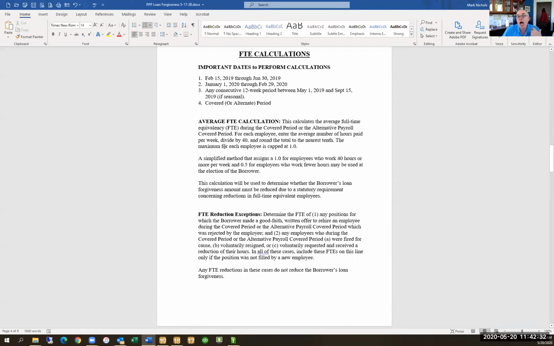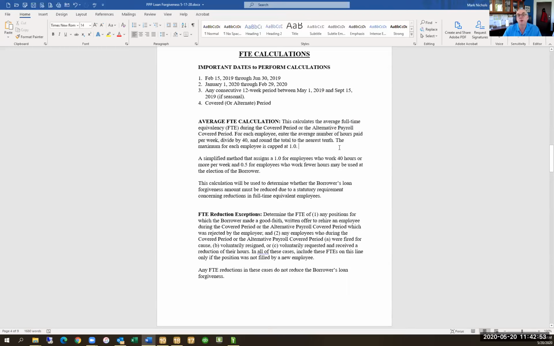Now, how do you calculate FTEs? Well, the guidance says this. During the covered or alternate payroll period, for each employee, you enter the number of hours that you pay them during the week and you divide by 40, okay? And then you round to the nearest 10th. Now, it does say that each employee is capped at 1.0.